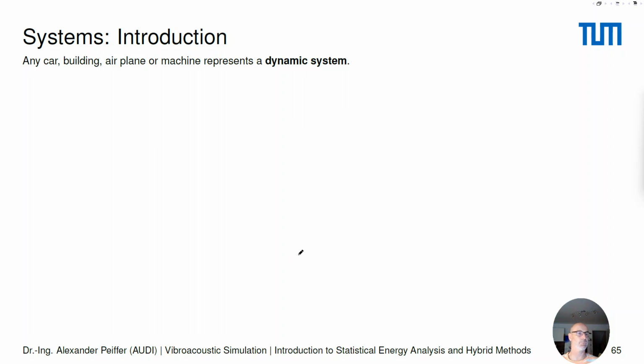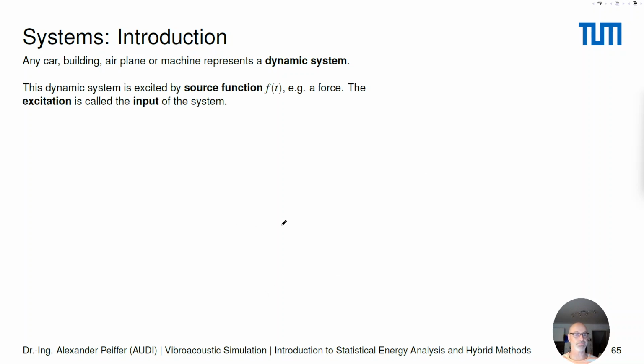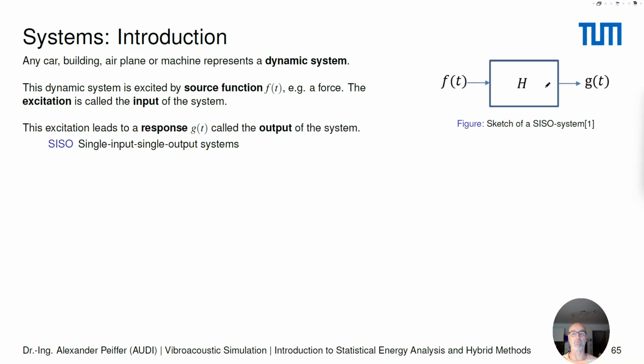So we might consider any car, building, airplane, or whatever technical system as a dynamic system. And often such a system is excited by sources, which is given by the function f. It could be a force, it could be whatever. And this excitation is what we call the input of the system. In a very simple case, that means if we have just one response, often denoted by g, that's what we call the output of the system. And if it's just one single input and a single output, we call this a single input, single output system, obviously short SISO.